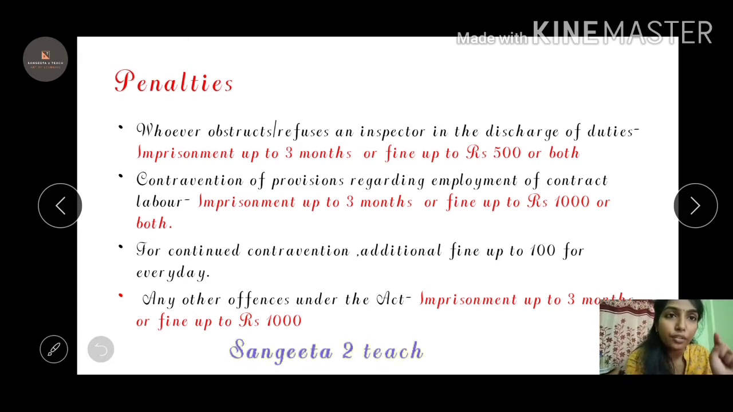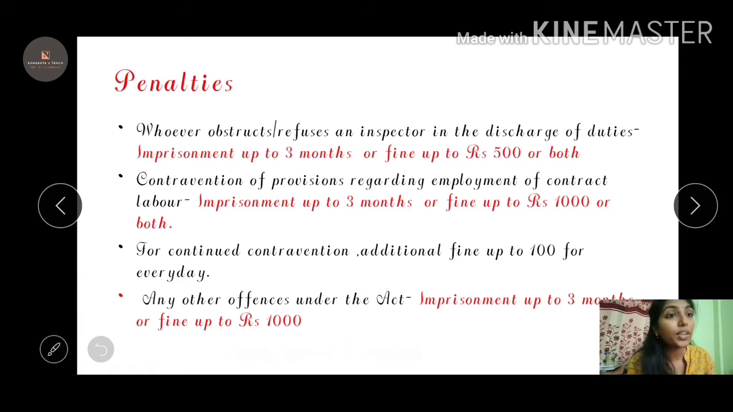Whoever obstructs or refuses an inspector in the discharge of duties, so whoever stops the inspector from doing his duties, will be imprisoned for 3 months, as I said, and will have a fine of rupees 500. Okay, next, if there is a contravention of the provisions regarding the employment of contract labor, then again the imprisonment is up to 3 months and a fine of 1000 rupees, or both. If the contravention continues, then the fine will be rupees 100 for every day. So each day you are going to pay 100 rupees extra. Remember this 100 as well.